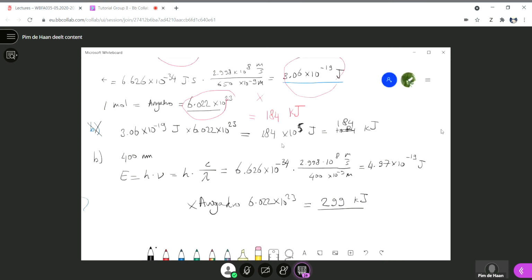Interesting, right? So if you compare this one with that one, then the bottom line is: shorter wavelength means more energy. All right.